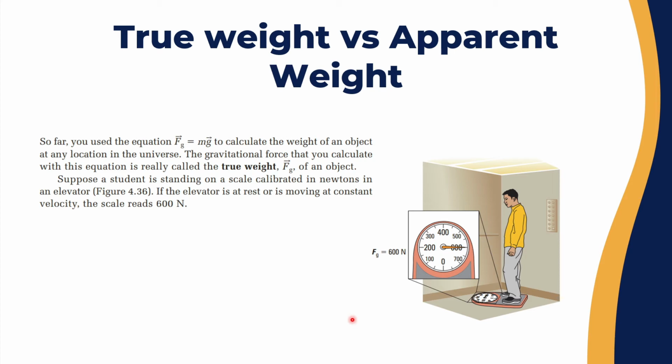To understand the apparent weight, let's assume there's a student standing on a scale, calibrated in newtons, in an elevator. So that's the scale. The student is standing on the scale, and this is the elevator. He can choose to go up and down in that elevator. While the elevator is at rest or moving at a constant velocity, the scale reads 600 newtons. So the weight of the student naturally is 600 newtons. But when the elevator starts to move up and down, those numbers vary, and we need to understand why those numbers vary and how that helps us in understanding physics.